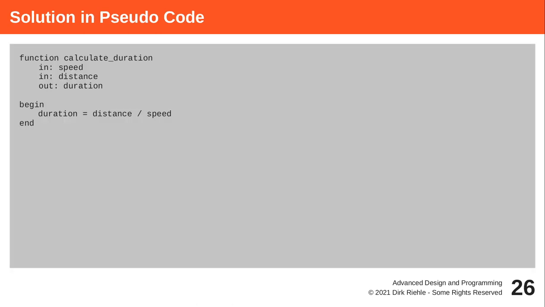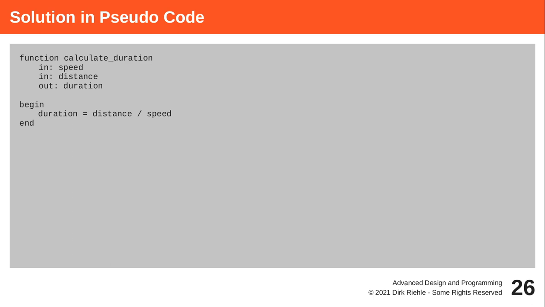Here in pseudocode is the calculate duration to go a distance at a certain speed. In comes speed and distance, out comes how long it takes, the time. And then it's just duration is distance over speed, as you may know if you remember that speed is distance over time. Yeah. So trivial, but look at it.